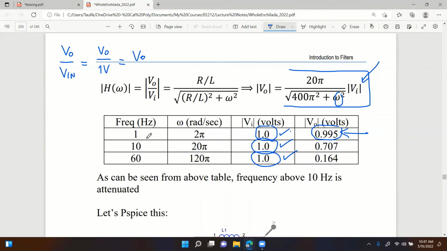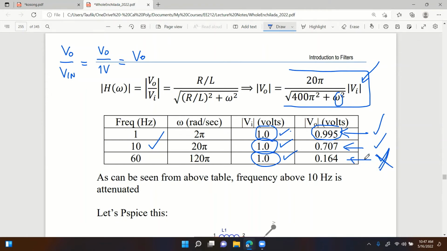Okay, so at 1 hertz, the gain is 0.995. That's good, isn't it? That's passing. At 10 hertz, that's our cutoff frequency, so we're expecting the gain to be 0.707. And indeed it is, right there. And then at 60 hertz, you can see the gain is 0.164. That's not good.